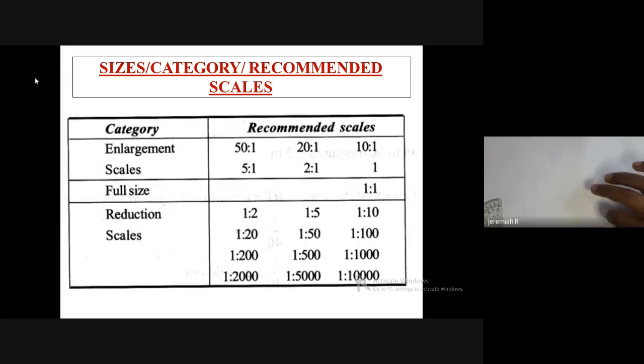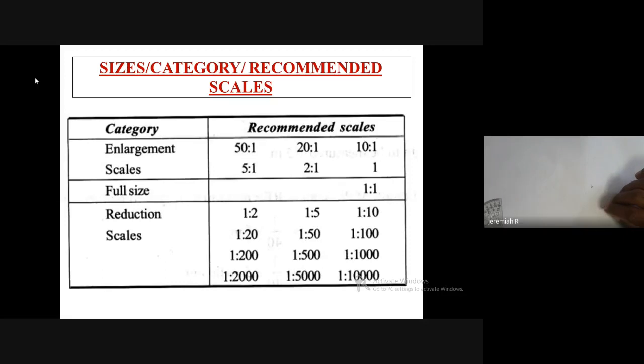That you have to draw in a drawing sheet. If you follow 1:10, whatever the value, original size divided by 10. If it is the enlargement scale, you have to multiply the value. So 50:1, you have to multiply with 50. If it is the reducing scale, whatever the original size of the object, divide by this value. So 1:10 means you have to divide every value by 10. If you follow 100, whatever the original size of value, divide by 100.